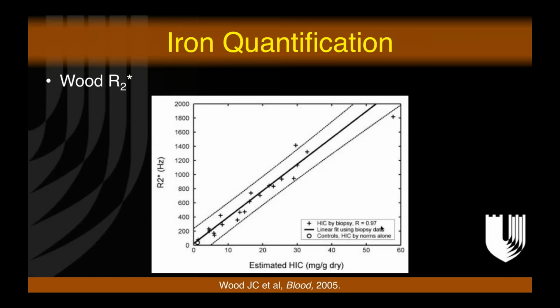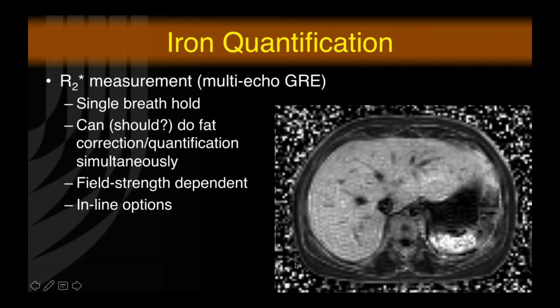On the R2 star side of things, if you remember back from physics, R2 star can be measured using a gradient echo technique, and the technique is essentially the same, where you get a multi-echo acquisition. You derive the decay curves for each voxel and calculate the decay constant. But in this case, because you used a gradient echo sequence, you get an R2 star value rather than R2 value. There are well-validated calibration curves for R2 star, which again, you calculate an R2 star and you go to the curve and you get your liver iron concentration based on the R2 star.